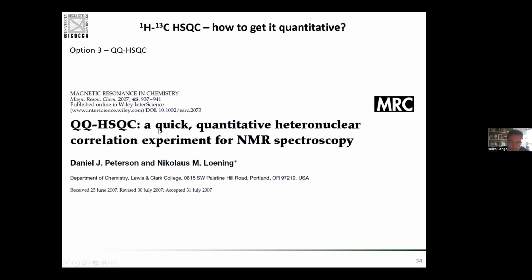The nicest one so far should be this one, the QQ-HSQC, quick quantitative. This has been, as I said, developed for metabolites, but it is applicable to lignin if you program it well, and if you make sure that you think of the fact that you are dealing with a polymer, so you have to adjust your relaxation times accordingly.